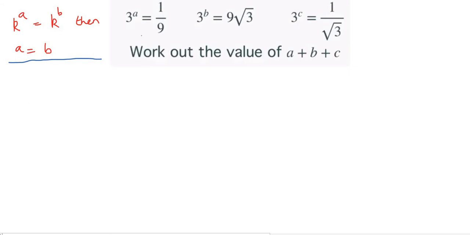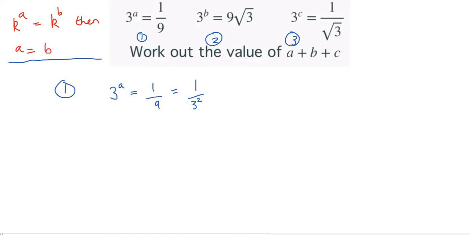So let's start. I'm going to call this one number 1, this one number 2, and this one number 3. Let's have a look at number 1. So it says 3 to the a equals 1 over 9. Now what can we do with this? Well, 1 over 9 is 1 over 3 squared. By just basic knowledge, 3 squared is 3 times 3, which is 9.